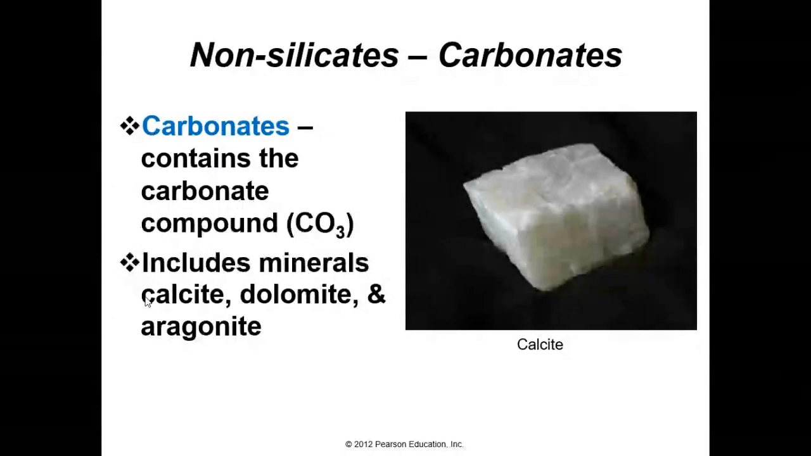They contain the molecule CO3, carbonate. This is pretty typical for minerals like calcite and its cousins, dolomite and aragonite, which are pretty much the same thing, except that they have a little bit of magnesium in their chemical formula, whereas calcite has no magnesium. It just has calcium carbonate. So calcium plus CO3.